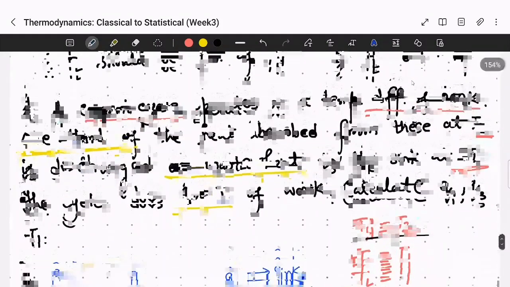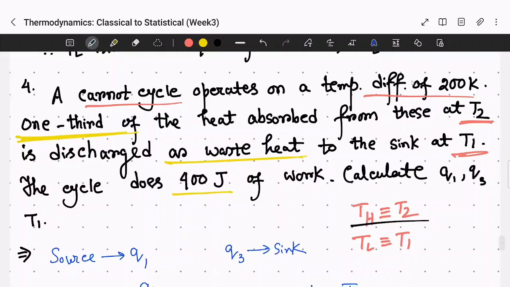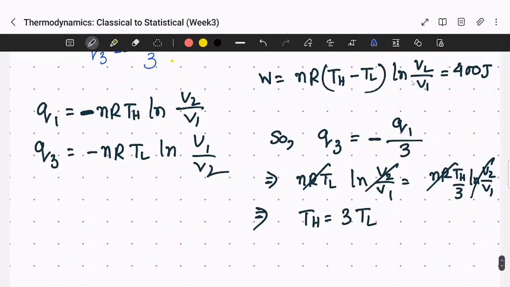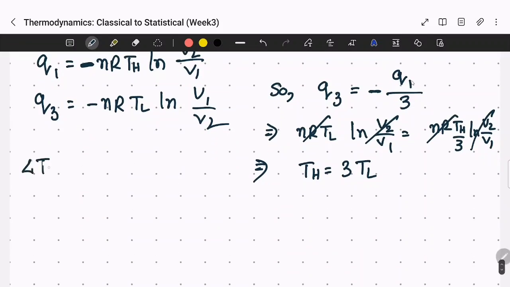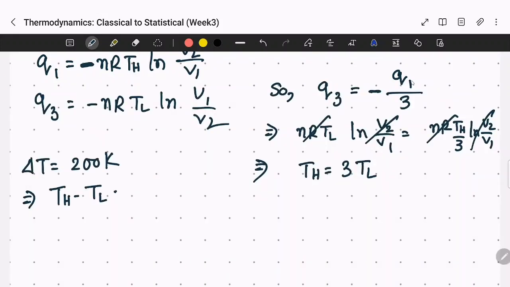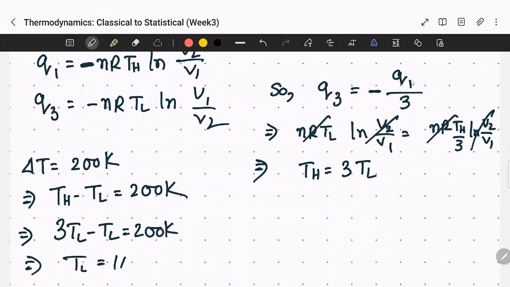Now we have to find out what Q1 and Q3 are. And delta T is given. Delta T is 200 Kelvin. That means TH minus TL is 200 Kelvin. Then 3TL minus TL is 200 Kelvin. So TL is essentially 100 Kelvin and TH should be 300 Kelvin. So the temperatures we have identified.